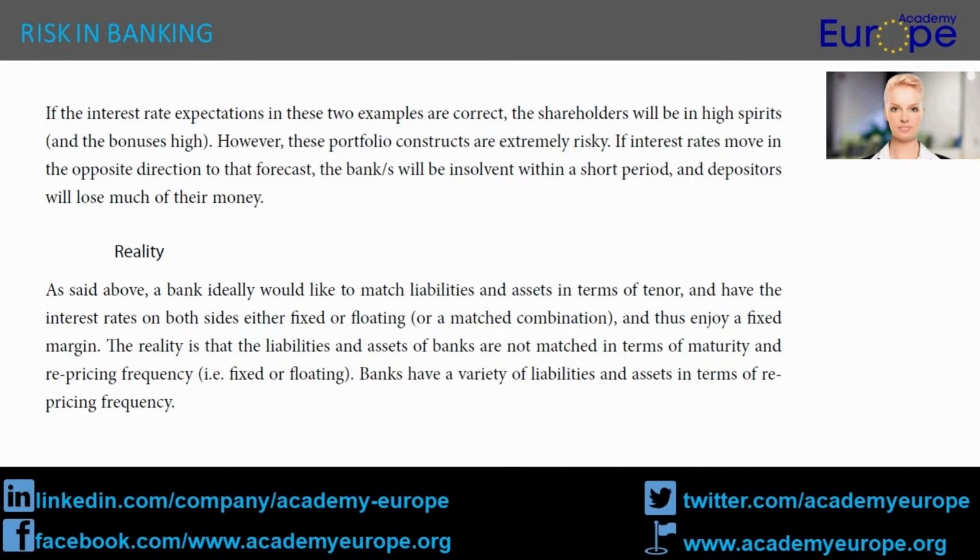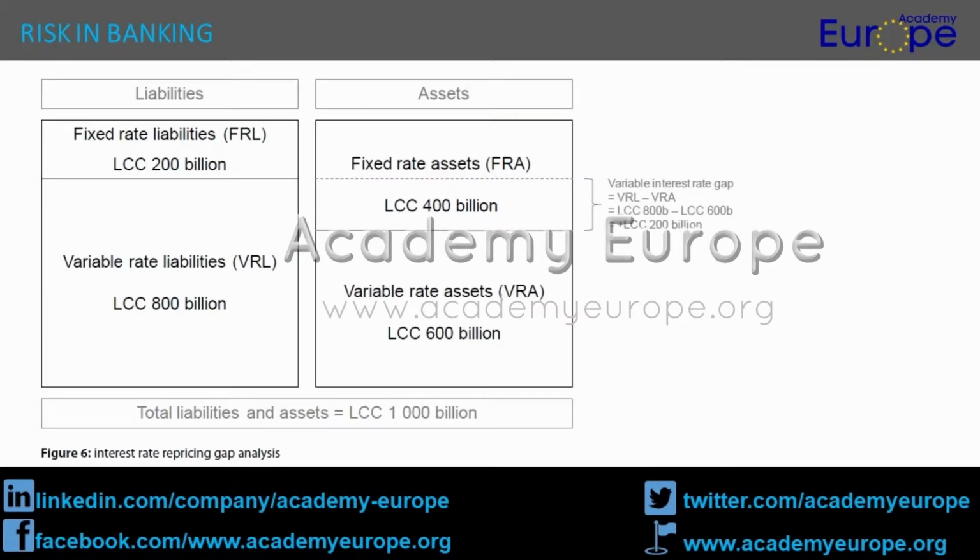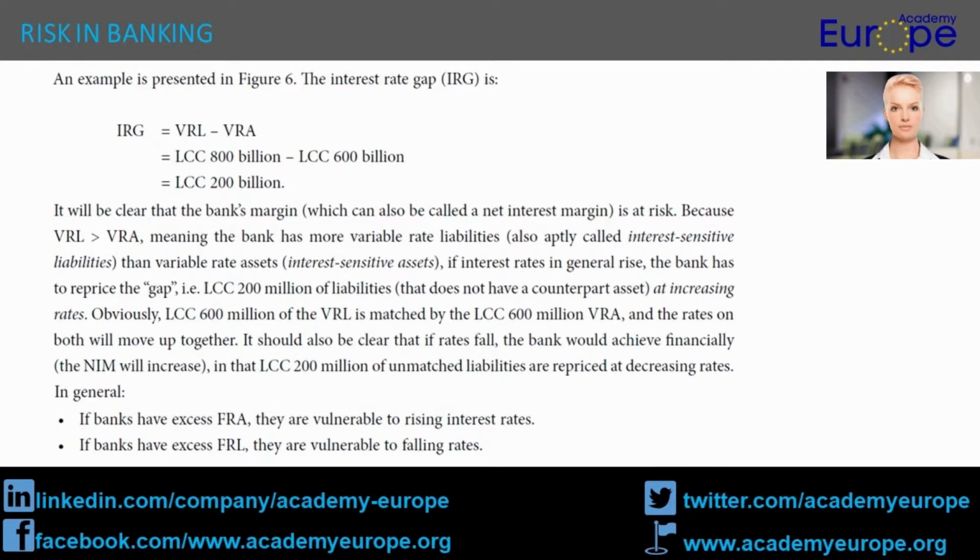Reality. As said above, a bank ideally would like to match liabilities and assets in terms of tenor, and have the interest rates on both sides either fixed or floating, or a matched combination, and thus enjoy a fixed margin. The reality is that the liabilities and assets of banks are not matched in terms of maturity and repricing frequency, i.e. fixed or floating. Banks have a variety of liabilities and assets in terms of repricing frequency. An example is presented in Figure 6.